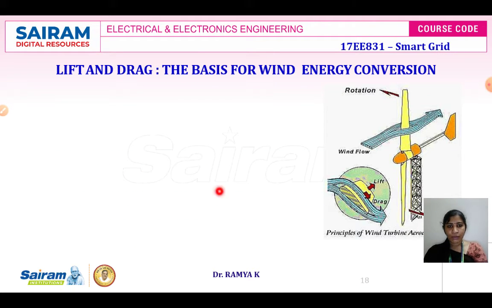This is a principle explaining the wind turbine aerodynamics. When you see here, it is the rotation and the direction of the wind flow, and there is a hub. When the wind starts to blow like this, your blade starts to rotate. So it is going to basically work on the lift and drag principle. What is meant by lift and what is meant by drag in the basics of the wind energy conversion system, we'll see now.